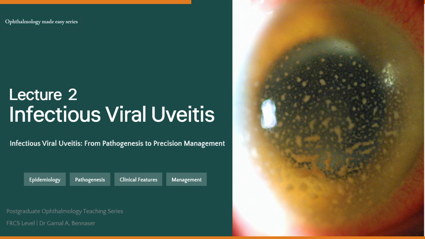As I have promised you before, we finished the first lecture regarding uveitis. We gave an introduction to uveitis and discussed some of the clinical signs and symptoms of uveitis and general guidelines for the management. Now we dive deeply and start speaking about infectious uveitis, and we will start with the viral uveitis as it is the most common cause of infectious anterior uveitis.